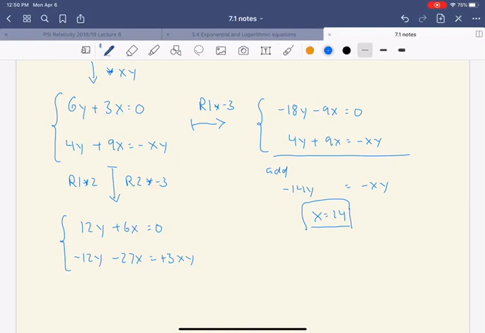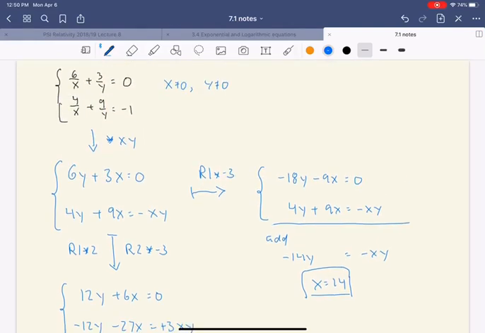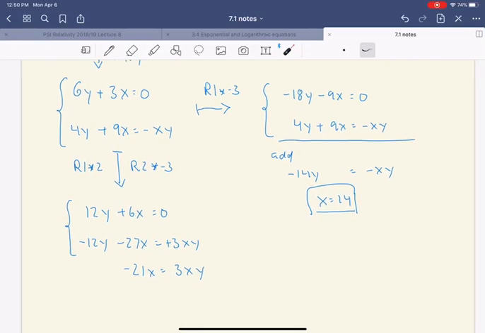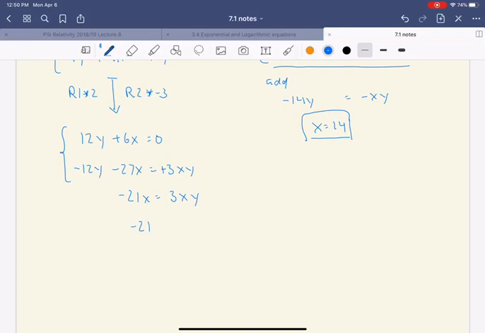Now, let me add them again. Adding them is going to give me negative 21x equals 3xy. Now, x is not allowed to equal 0, so I can cancel it. So I get negative 21 equals 3y, or y equals negative 7. So our answer here is x equals 14, y equals negative 7.